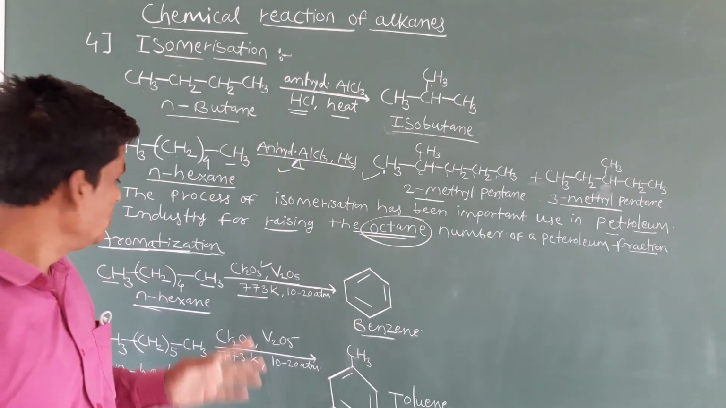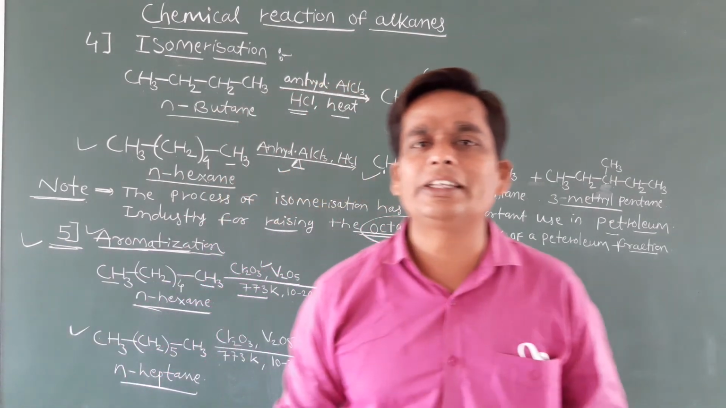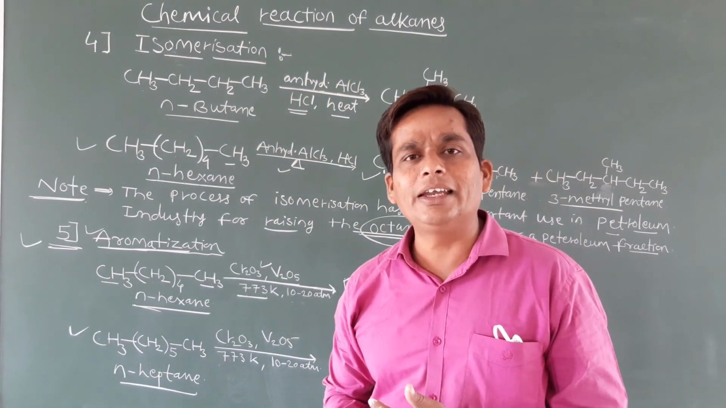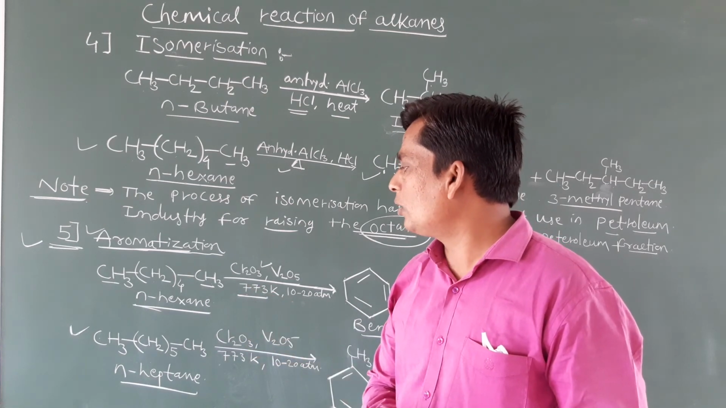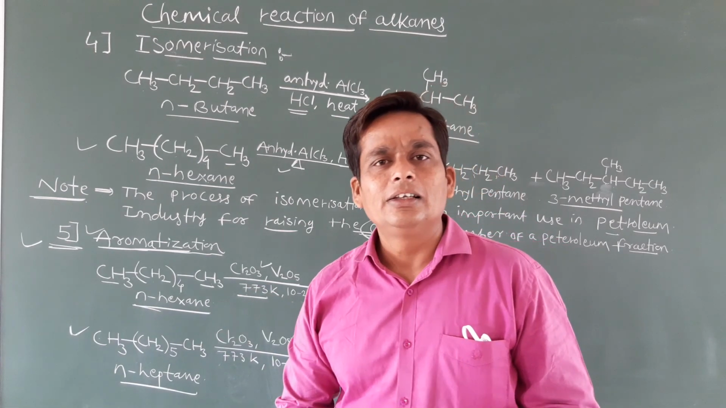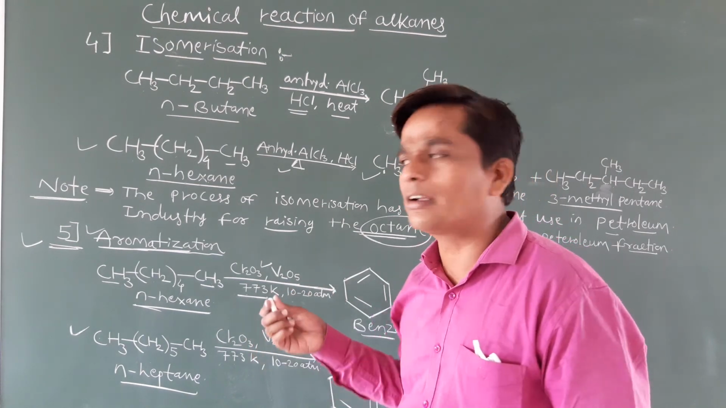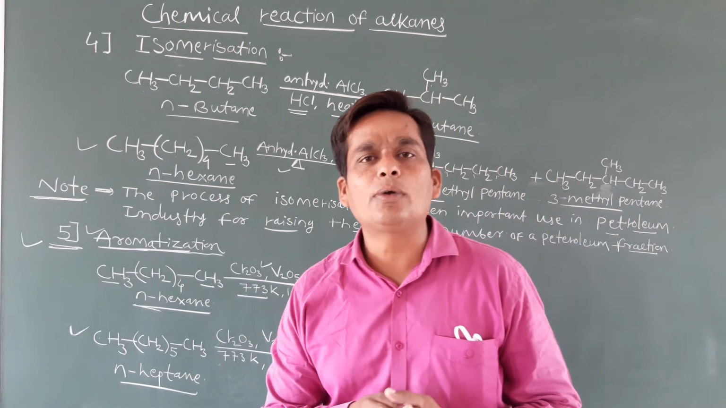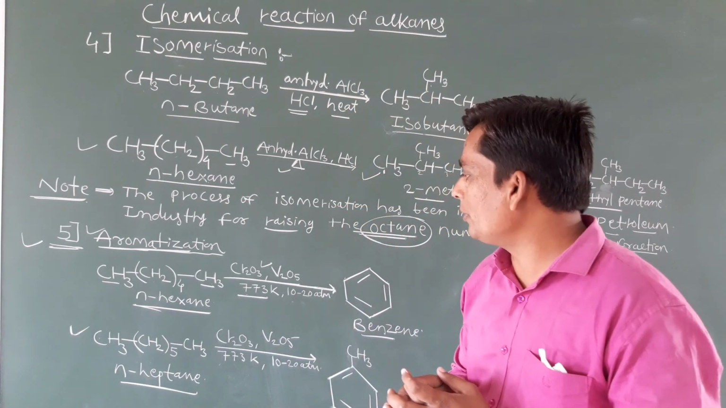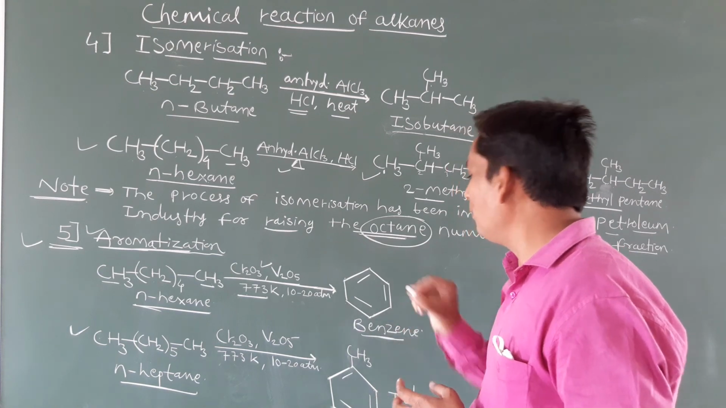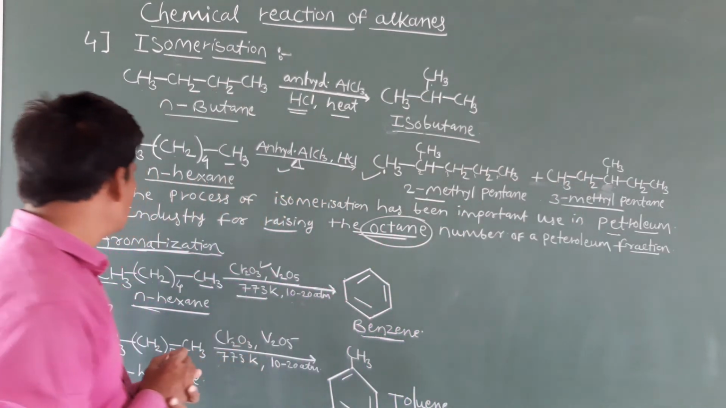Now clear, students? So what is aromatization? Very simple. Aromatization is the formation of a benzene ring from alkanes. Here I have taken n-hexane, which you can heat in the presence of a catalyst like chromium trioxide and vanadium pentoxide. After heating, a bond formation takes place and we simply get the benzene ring. Now clear, students? This is the aromatization reaction.